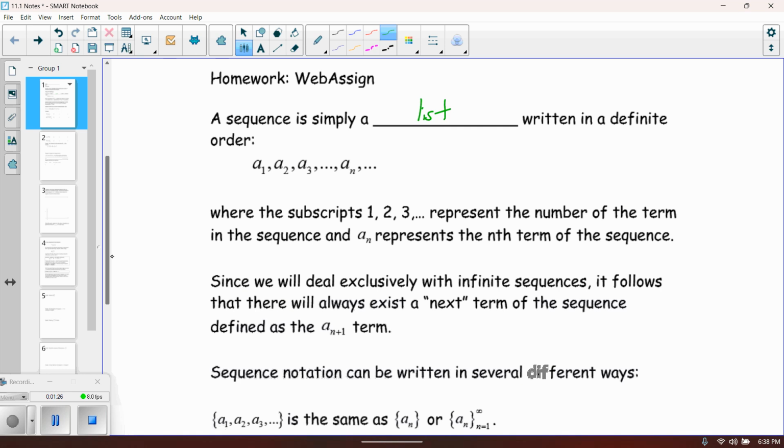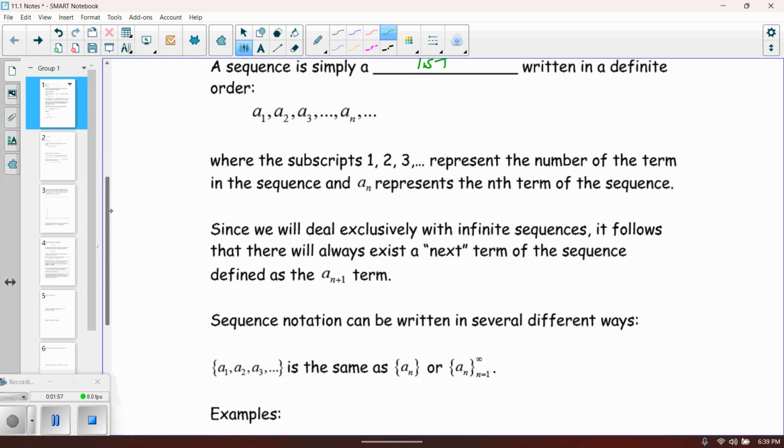All right. Since we are going to be pretty much exclusively dealing with infinite sequences once we move into the latter parts of the chapter, it's going to follow that there's always going to be a next term in the sequence. If the current term is the a sub n term, the next term would be the a sub n plus 1 term. The term after that would be the a sub n plus 2 term, and so on. It just helps us to define these things so that we know what's going on as we start to deal with the notation.